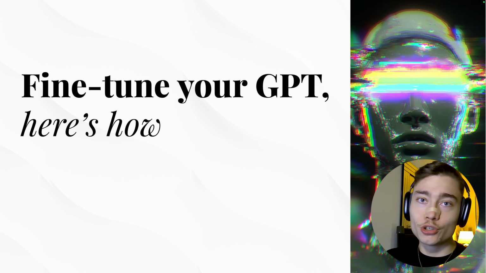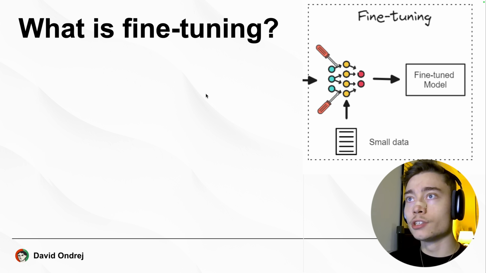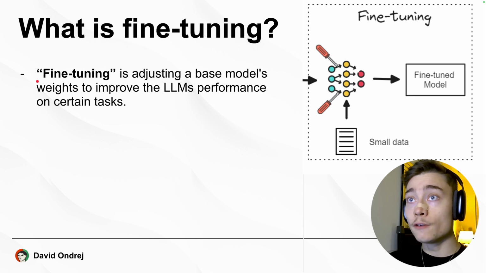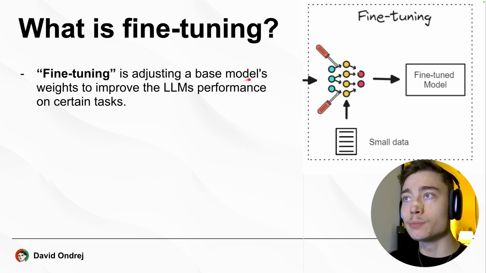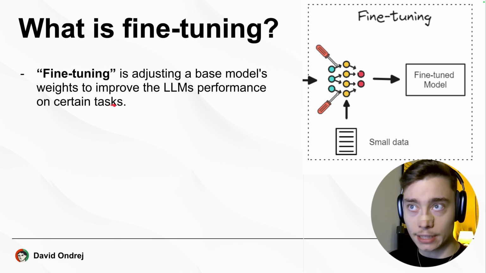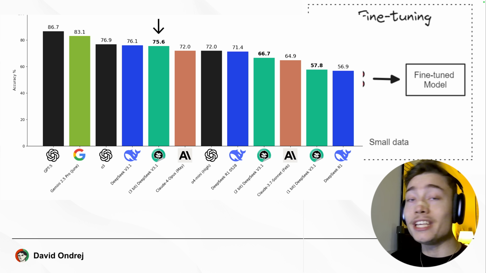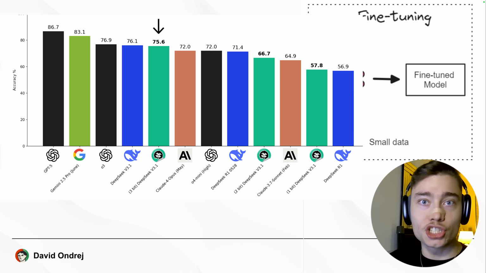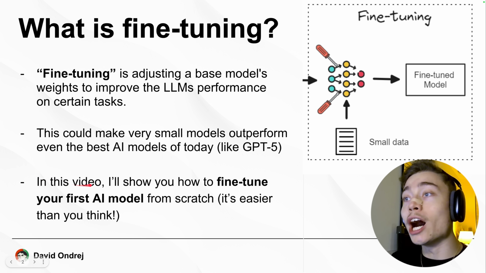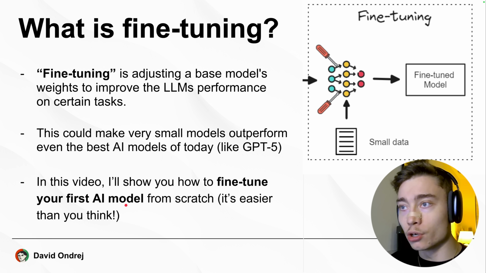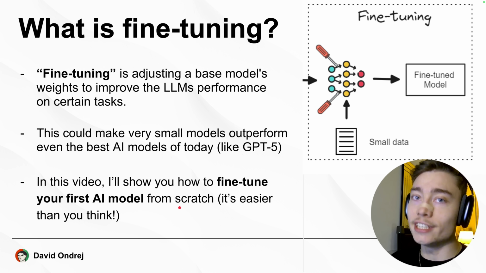Here is how to fine-tune your own AI model step by step. So what even is fine-tuning? Fine-tuning is adjusting a base model's weights to improve the model's performance on certain specific tasks. Thanks to fine-tuning, very small AI models can outperform even the best models of today, like GPT-5. So in this video, I'll show you how to fine-tune your first AI model from scratch. And it's actually easier than you think.